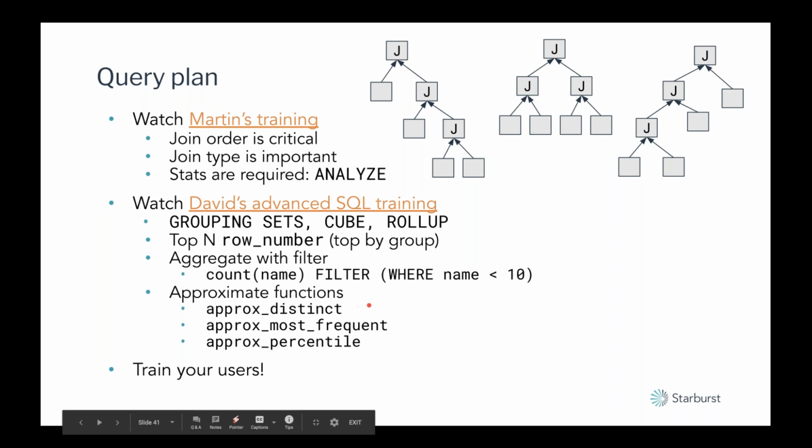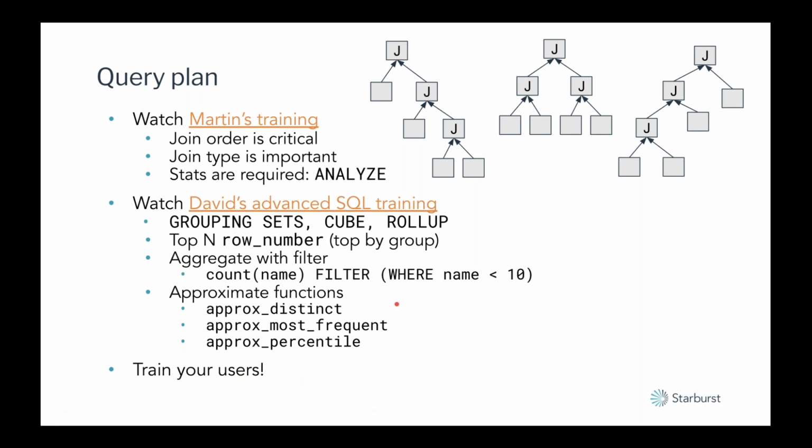So you should be training your users to know about approx distinct, approx percentile, approx most frequent. These will make your queries go from being crazy slow to being pretty much instantaneous. They're awesome. Use them. Now, you don't get exact answers. You get answers with error bounds and a well-known confidence, and that's normally good enough for just about everything.